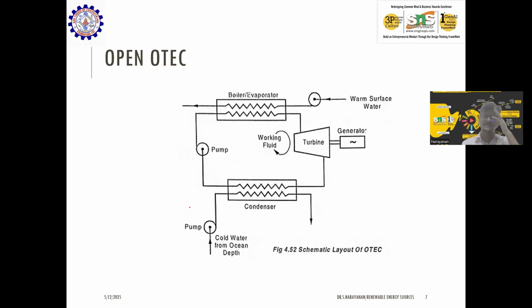So this is the open cycle, which takes cold water from the ocean depth and condenses, and hot water is taken from the warm surface water from the top surface of the sea into the boiler to produce steam, right? And steam is sent to the turbine to produce mechanical energy, and the turbine shaft rotates and it is connected to a generator where electricity will be produced.